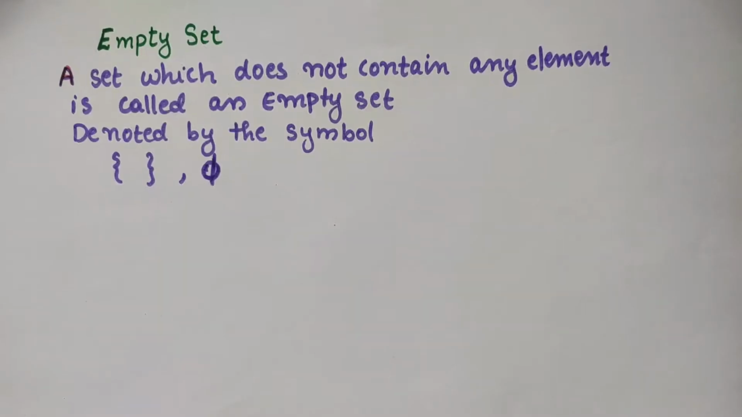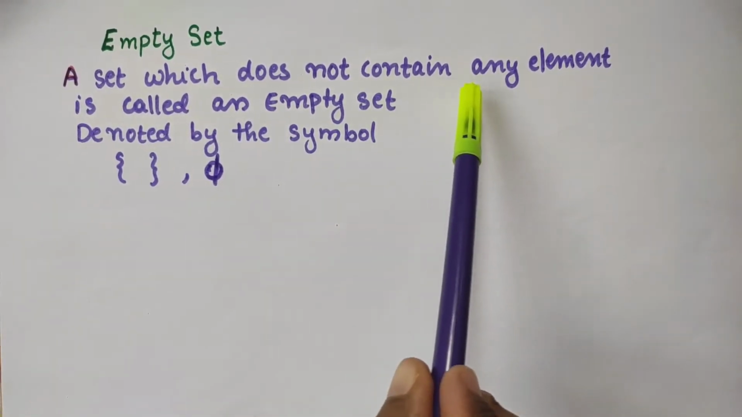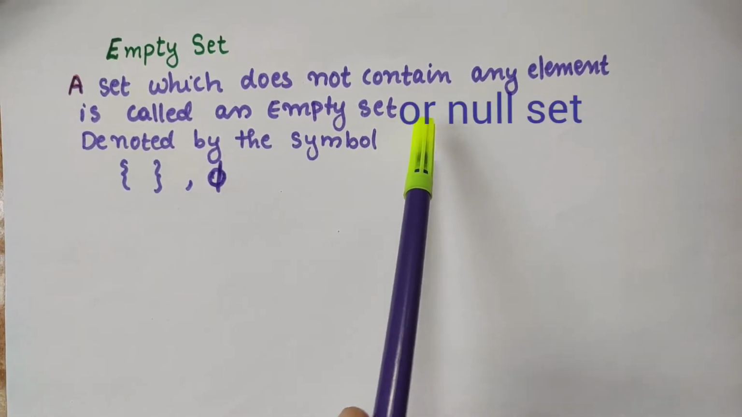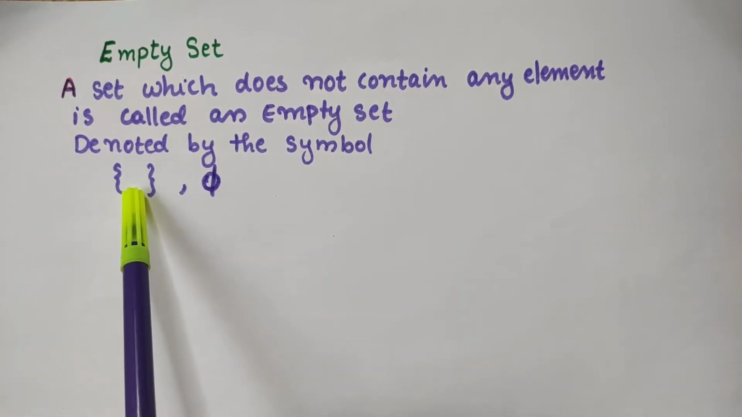In this video, we will be discussing empty set and equal set. A set which does not contain any element is called an empty set, otherwise known as a null set. An empty set is denoted by this symbol.